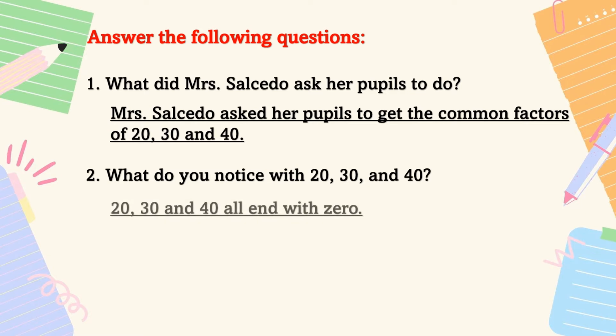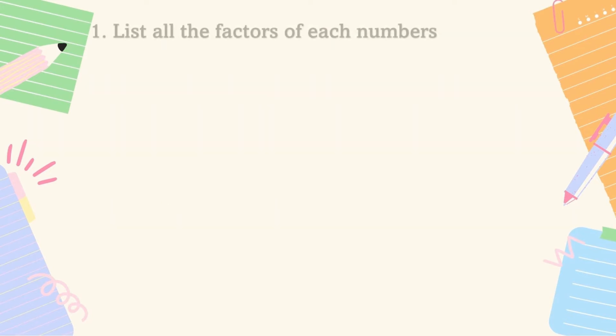Excellent! 20, 30, and 40 all end with 0. So what does that mean? What do you think are the common factors of those three numbers? Now, let's find it out. Let's have the steps. The first step is list all the factors of each number.